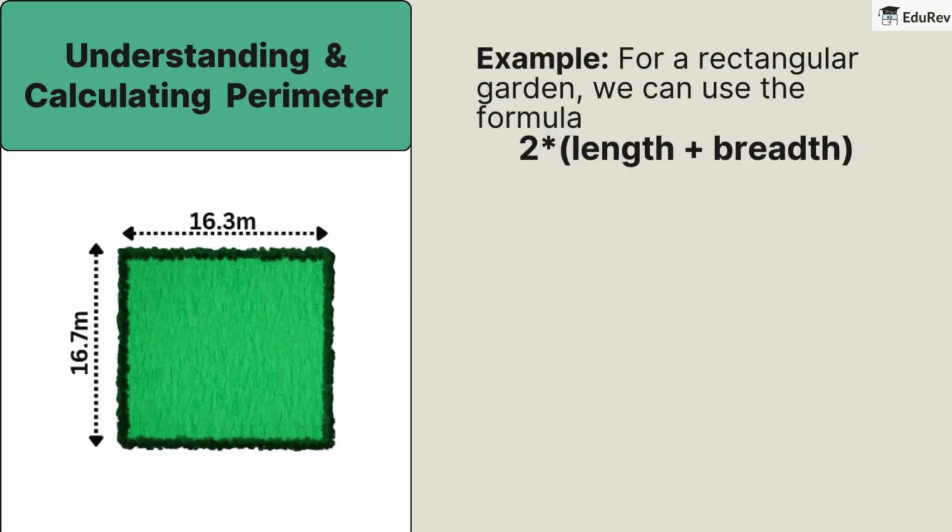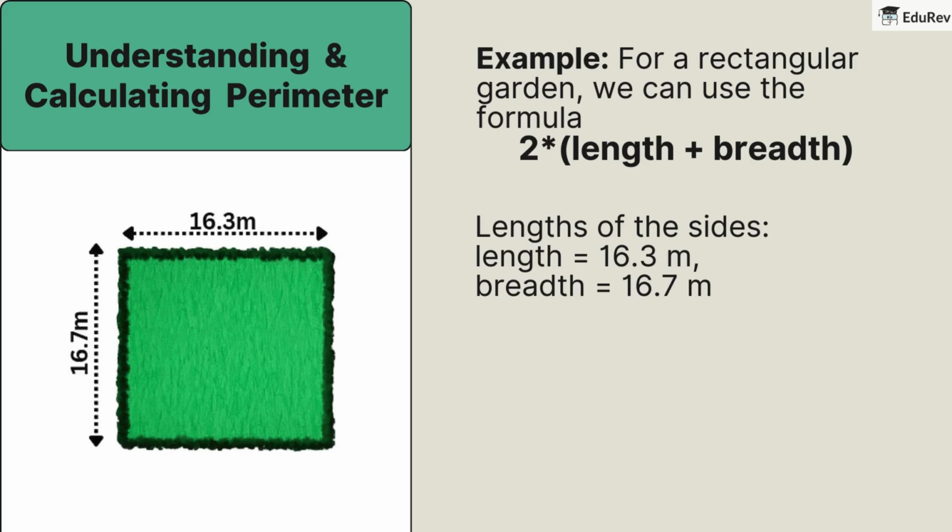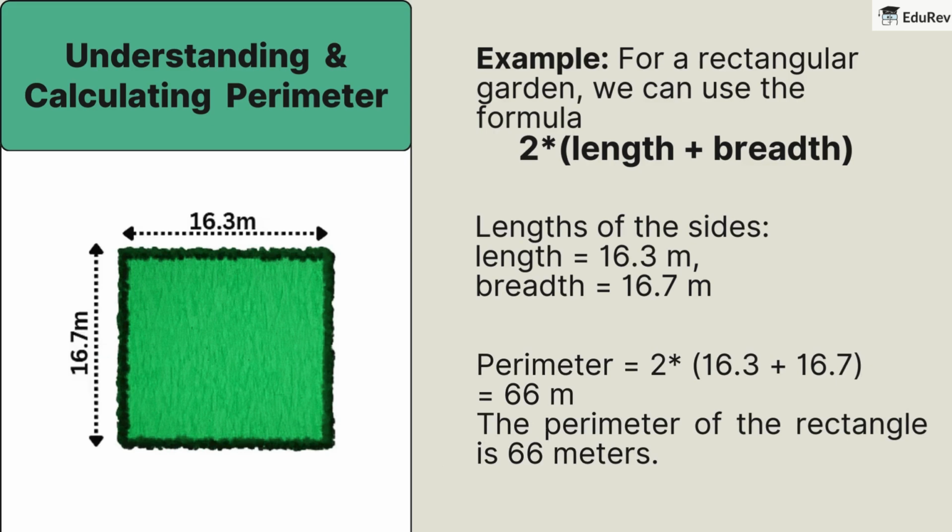For a rectangular garden, we can use the formula 2 times (length plus breadth). If the dimensions of the sides are length equal to 16.3 meters and breadth equal to 16.7 meters, we can calculate the perimeter using the formula as follows. Perimeter is equal to 2 times (16.3 plus 16.7) is equal to 66 meters. Thus, the perimeter of the rectangle is 66 meters.